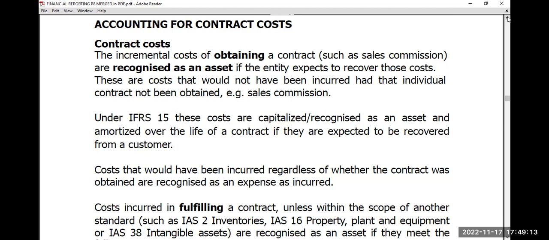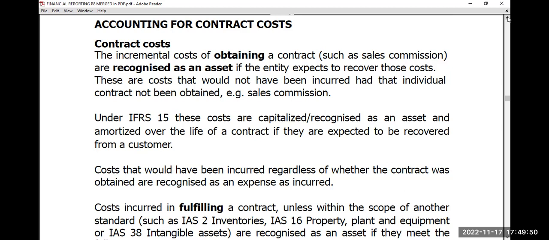And we are saying under IFRS 15, these costs are capitalized or recognized as an asset and amortized over the useful life of the contract if they are expected to be recovered from the customer. I have incurred the cost when I'm inquiring about the possible customers that are going to come in to get the contract. But if I can recover that money from the customer, then I need to capitalize them.